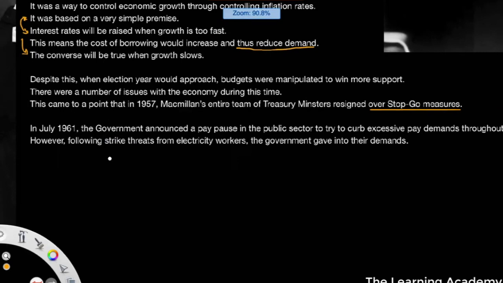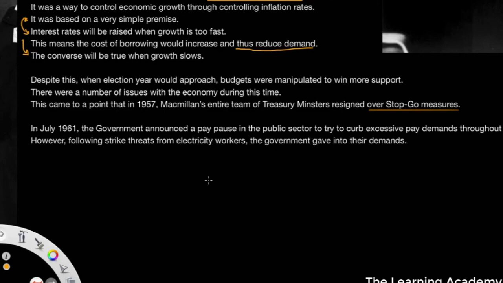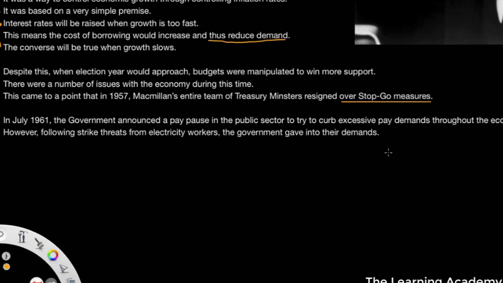In July 1961, the government announced a pay pause in the public sector to try and curb excessive pay demands throughout the economy. I'm trying to explain this in the simplest way, because not everybody does economics. The public sector is, for example, NHS workers, whereas if you worked for a private company, that would be in the private sector. So government pay can be paused for public sector jobs and public sector workers.